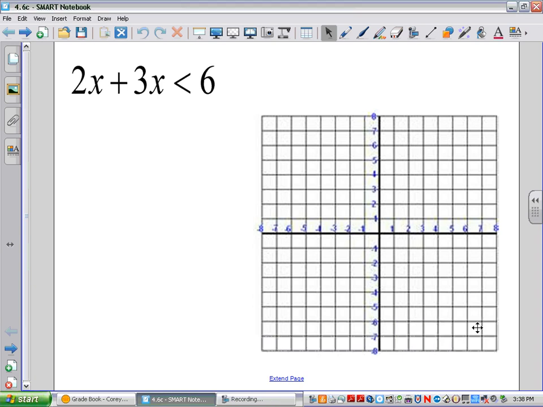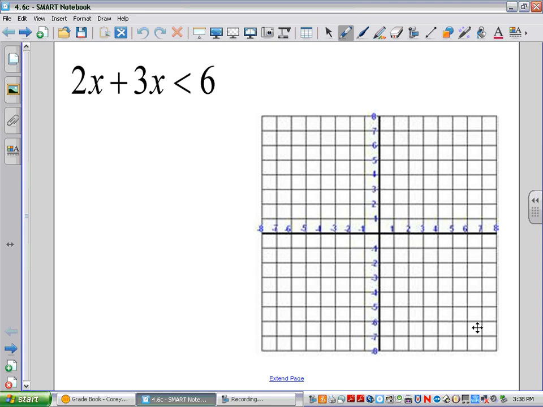Okay. Hello again. This is 4.6C. So we've been doing a lot of stuff here. This is the same thing as 4.6B. Solve it and graph it, test point, shade, except the way the problem is written. This one is not written in y equals mx plus b form. It's written rather in standard form.